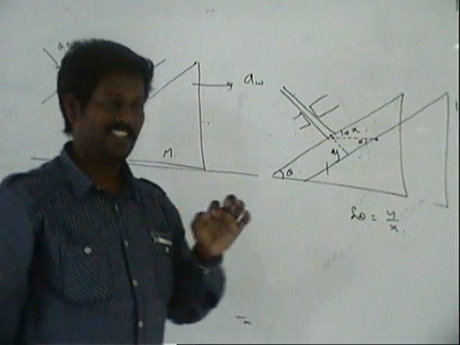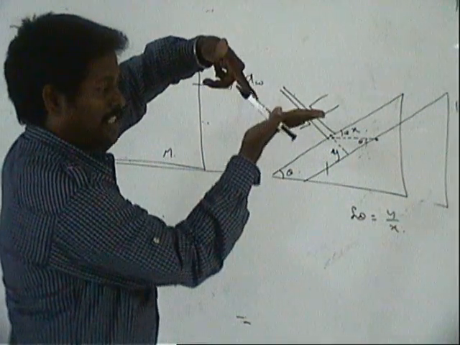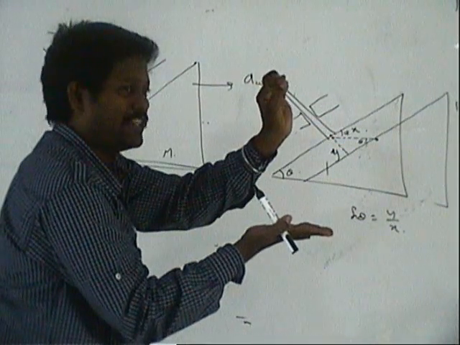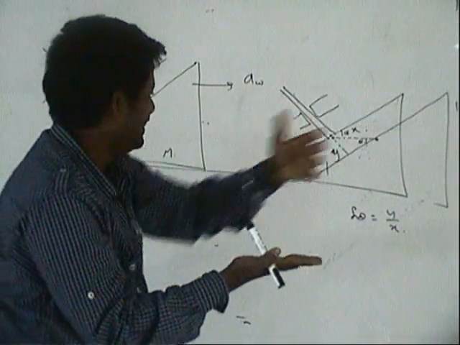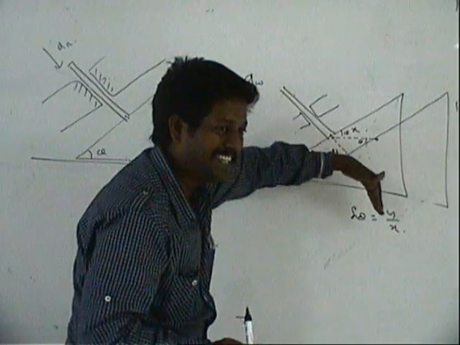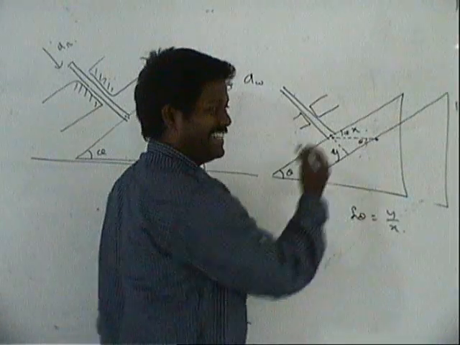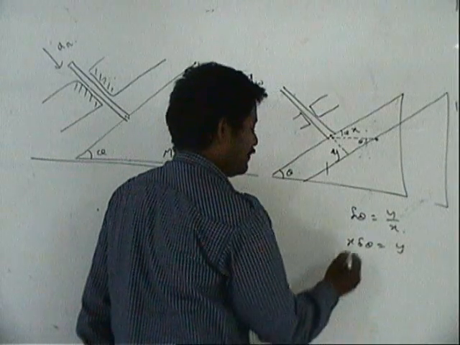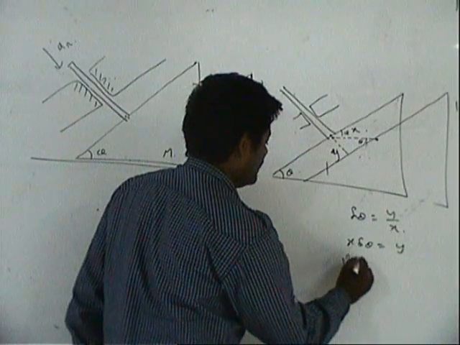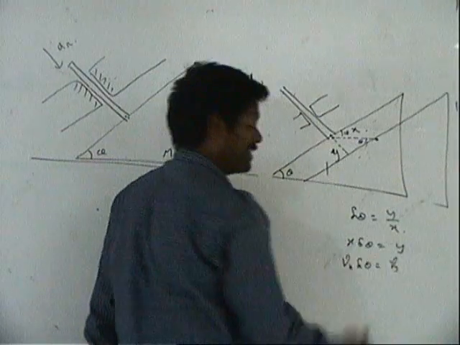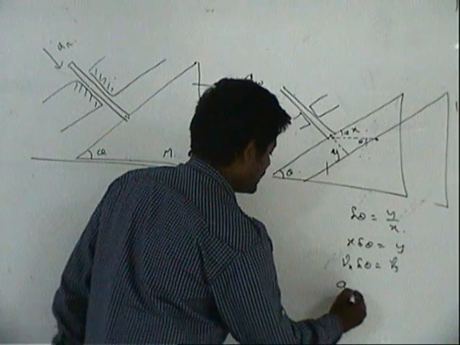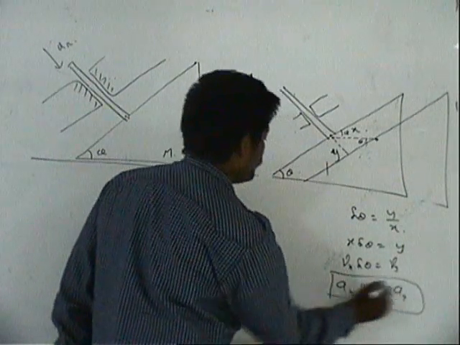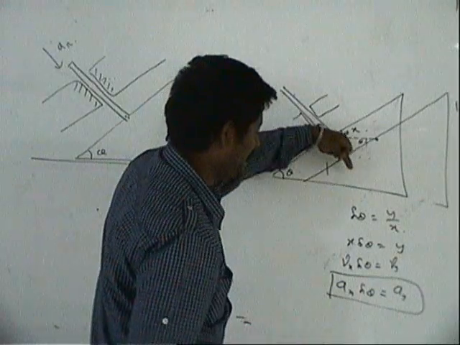The beautiful point here is, take the point on the rod and the point on the wedge which are in contact. For that point on the wedge, you observe where it is going at a particular instant, and for the point on the rod, where it is going. Draw the diagram. Now you get a relation. Now, X sine theta equals Y. If you differentiate once, you get Vx sine theta equals Vy. Differentiate again with respect to time: Ax sine theta equals Ay. That is the relation. Ay is nothing but the rod acceleration.